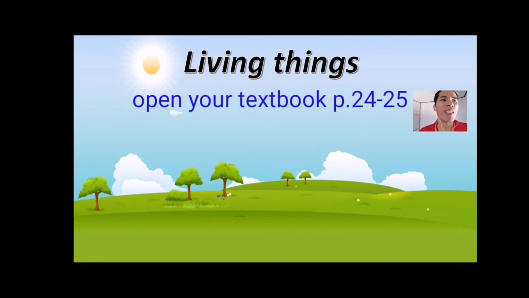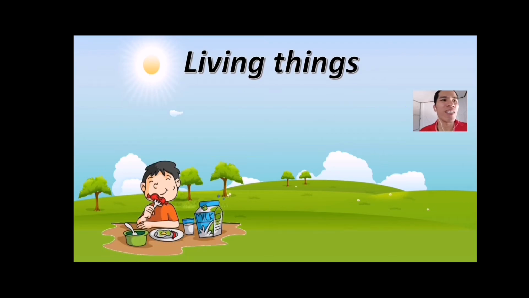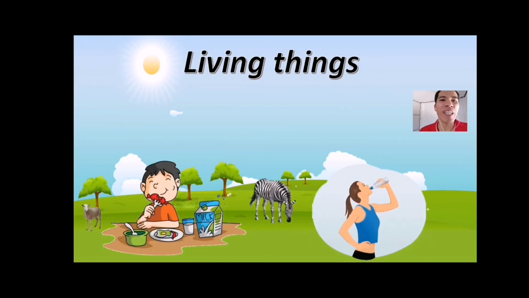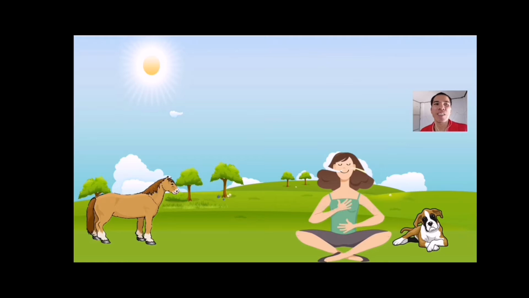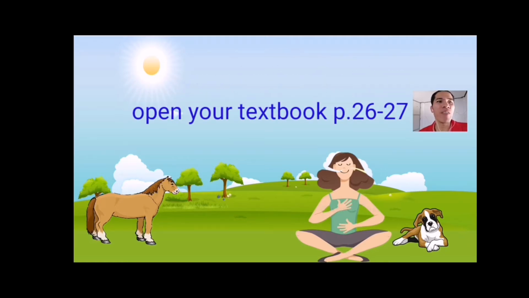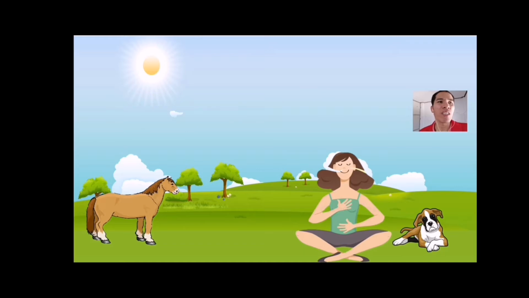Living things like humans and animals need food and water. We need food and water. Remember, we need to drink 8 glasses of water every day. Okay? Look, we have these animals: dogs, horse, sheep.